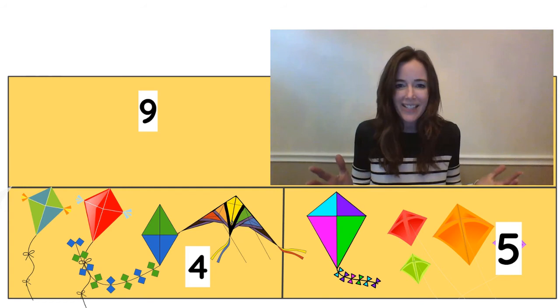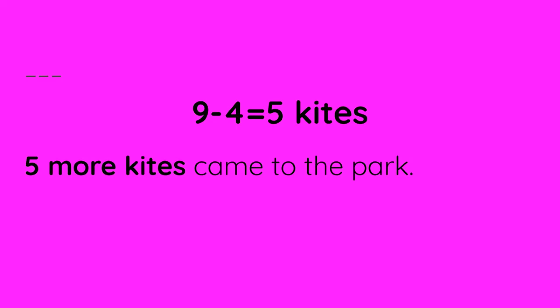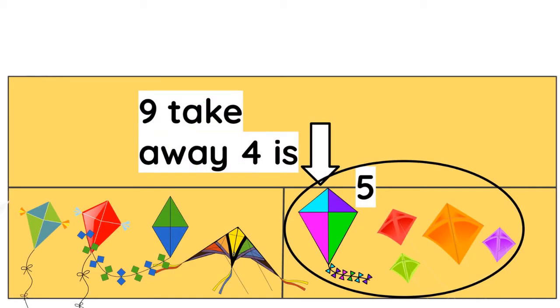Great job, mathematicians! Now, let's write a number sentence to show our answer. We can say that 9 take away 4 is 5 kites. Or we could say 9 minus 4 equals 5 kites. We know we didn't really take any kites away, but we would still use subtraction to solve this word problem. That's because we subtracted or took away part from the whole to find the other part.